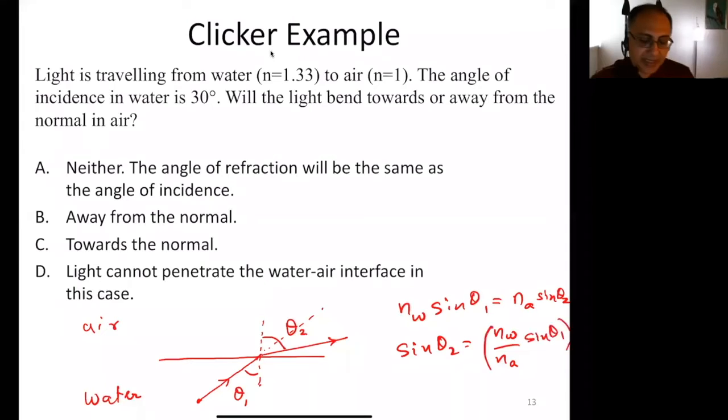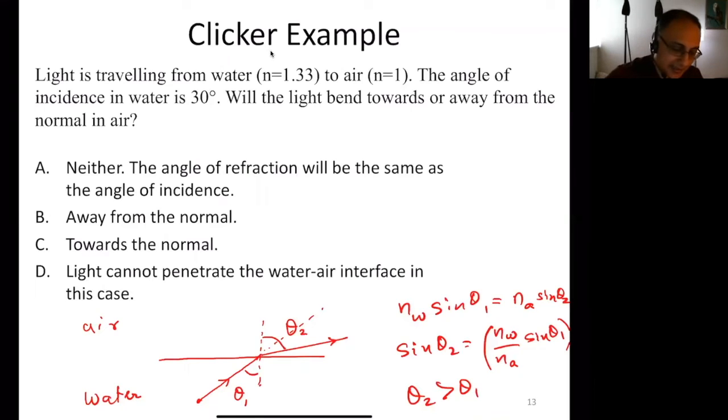And you know that N water is larger than N air, right? And so N water over N air will be greater than 1. And so you can see that sine theta 2 will be greater than sine theta 1. That makes sense? And so if sine theta 2 is greater than sine theta 1, you know right away that theta 2 is greater than theta 1, because in the first quadrant, sine theta and theta behave more or less the same way. If theta goes up, sine theta goes up. So if sine theta 2 is greater than sine theta 1, then theta 2 is greater than theta 1. All right. You can see it without even writing this down.